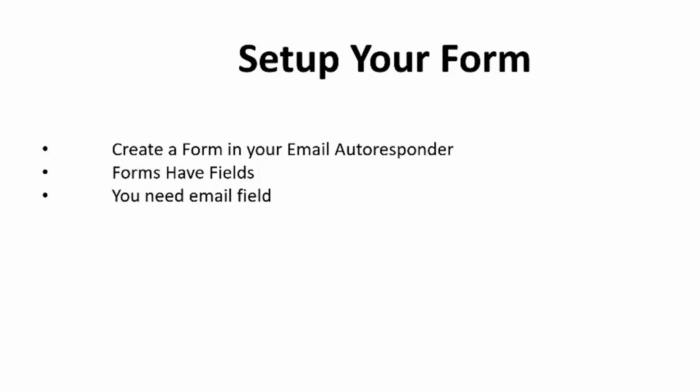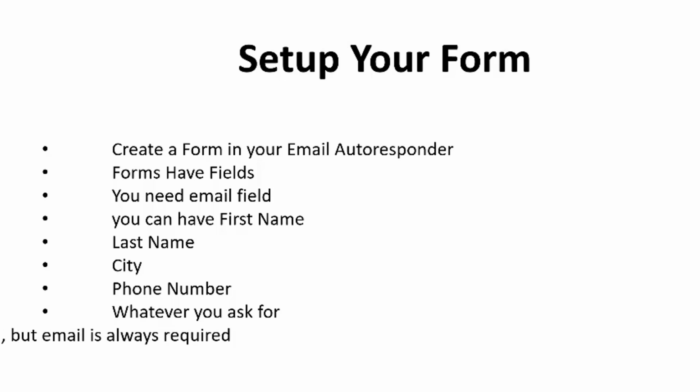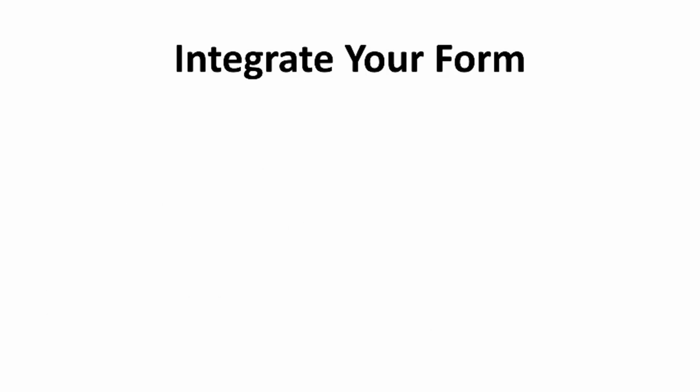You need to have an email field on your form, but you can go for first name, you can ask for last name, the city, phone number, whatever you want. Whatever you ask for, people will or won't put in. And the nice thing is you can set these up so the different fields are either optional or required. Email is pretty much always required. I don't think you could actually make that optional. But for all the other ones, you have a choice. You can say, no, you have to put in your first name, but you don't have to put in your phone number if you don't want to. You'd be surprised how many people will go ahead and put in their phone number, even if it's optional. So the next step is that we want to integrate our form.